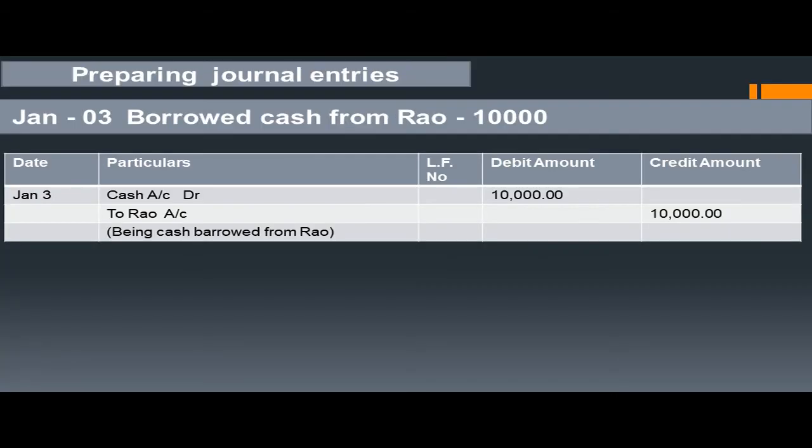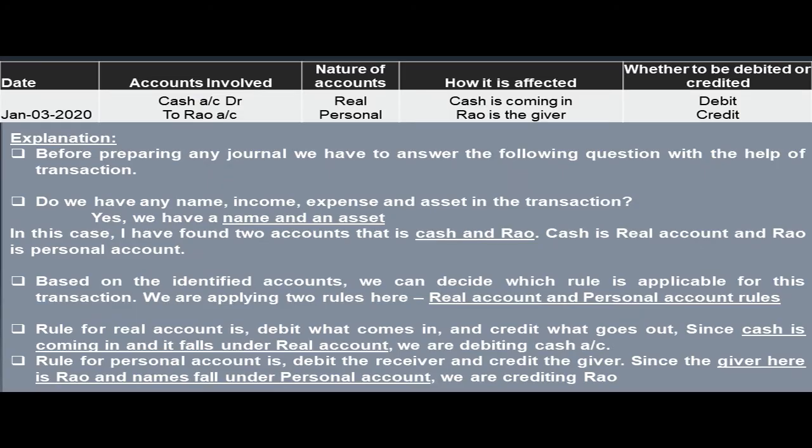The next transaction is borrowed cash from Rao 10,000. The journal entry would be cash account debit to Rao account and the narration is being cash borrowed from Rao. As usual, in the date column I have mentioned the transaction date, in the debit column debit amount, credit column credit amount. Now we will see the explanation of this entry.